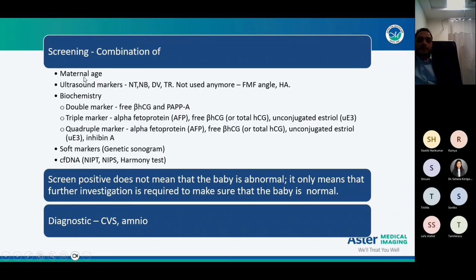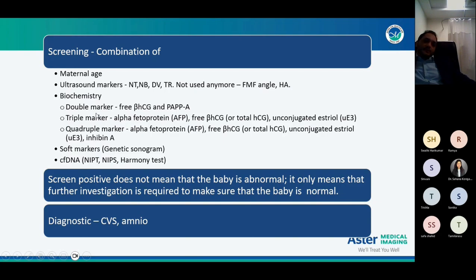So a combination of all these gives the risk of the mother, and how we stratify the risk and what we do when there is low risk, intermediate risk, high risk, that we'll see later. So among these tests, the most commonly used protocol is a combination of maternal age, NT, and double marker, which gives a detection rate of 90% with false positive rate of approximately 5%. If the other sonological markers, NB, DV, and TR are added to this, then the detection rate improves to 95%.